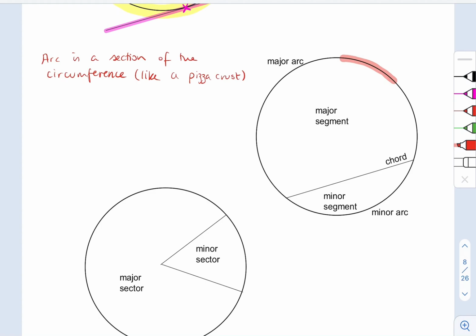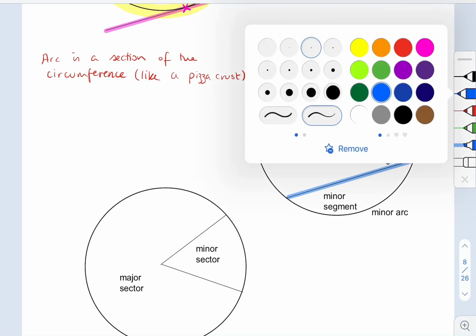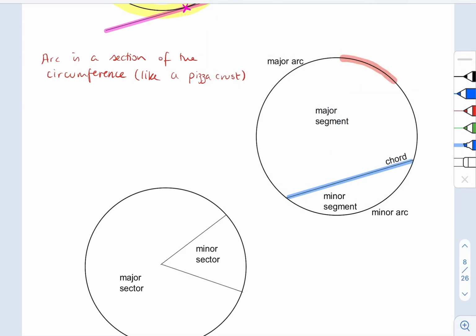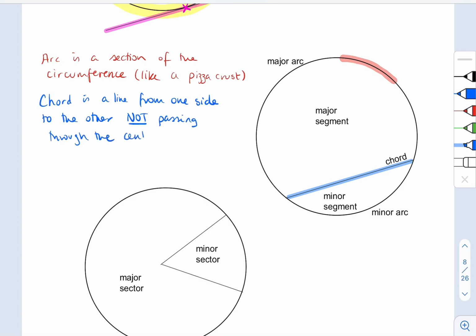A chord is the next one here. So this is a chord. A chord is similar to a diameter. The difference is it doesn't pass through the center. So a chord is a line from one side to the other, not passing through the center. So it's likely to be smaller than the length of the diameter, because the diameter will be the longest one.